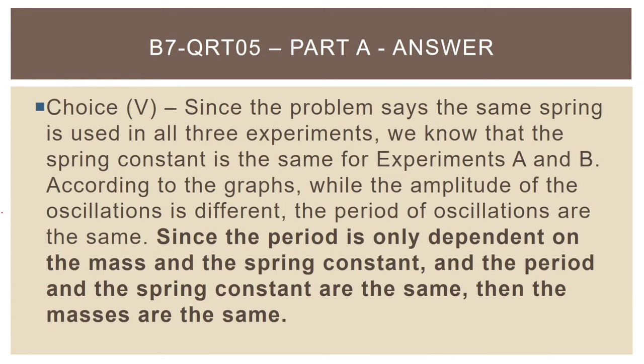Since the problem says the same spring is used in all three experiments, we know that the spring constant is the same for experiments A and B. According to the graphs, while the amplitude of the oscillations is different, the period of oscillations are the same. Since the period is only dependent on the mass and the spring constant, and the period and the spring constant are the same, then that tells you the masses are the same. Take a second to pause this video here and write that down. And when you hit play, we'll move on.